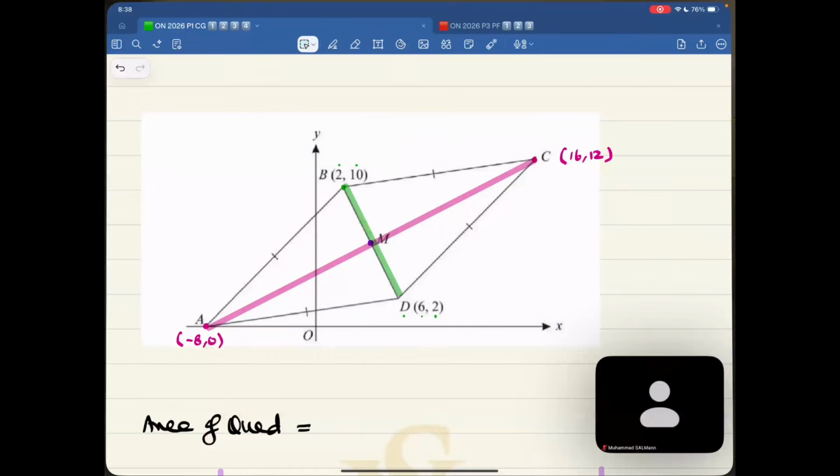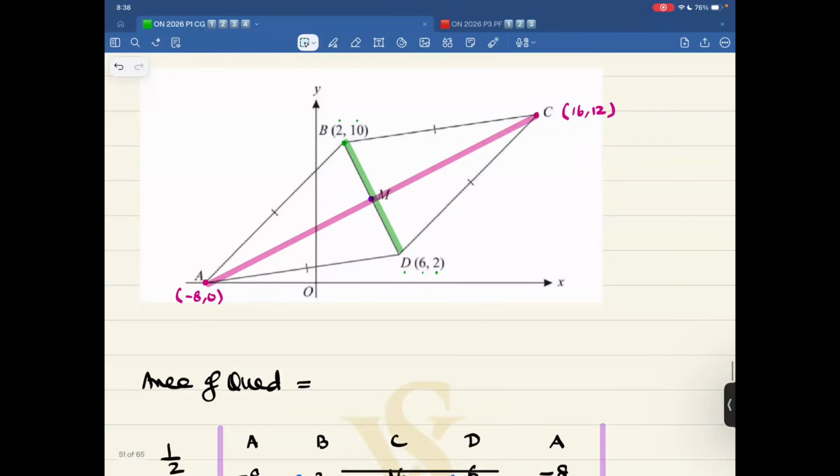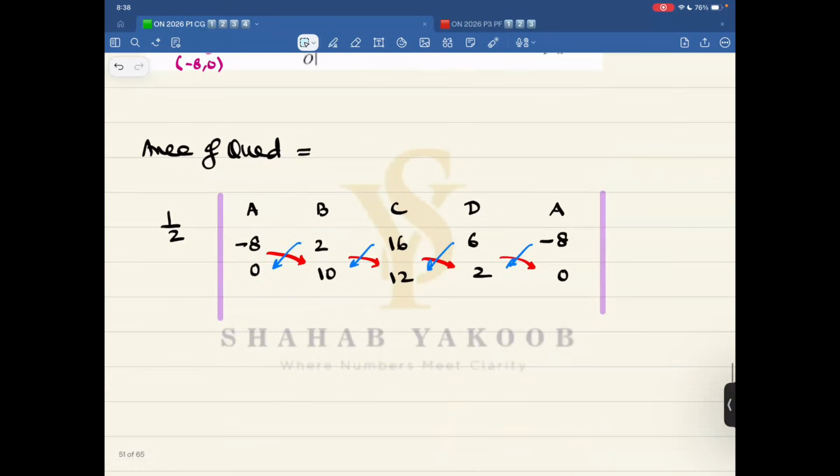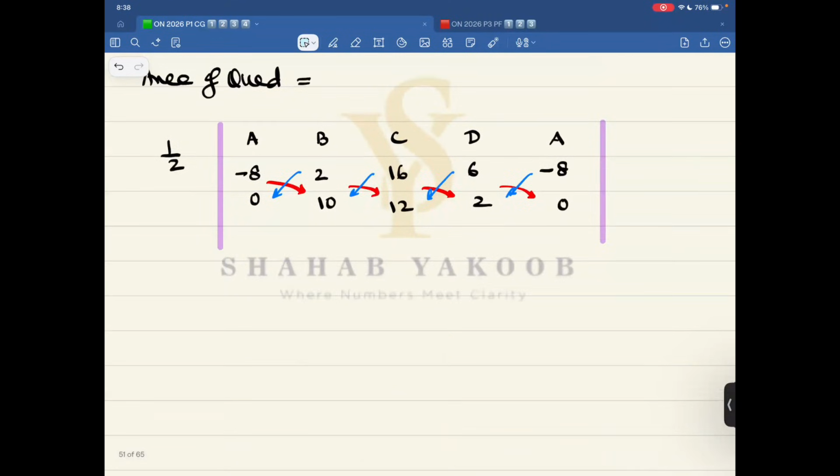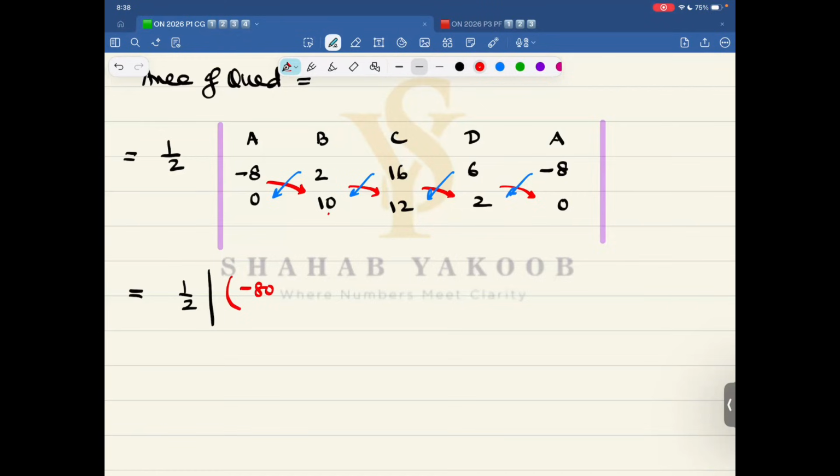So now, people, let's continue the journey. I hope you have already found the area of this rhombus. Let me help you out. So now, first of all, the area equals this thing, and half is still there on the outside. And then let's focus on the red things. Negative 8 into 10, that is negative 80. 2 into 12, that is positive 24. 16 into 2, that is positive 32. 6 into 0 is 0, close the brackets.